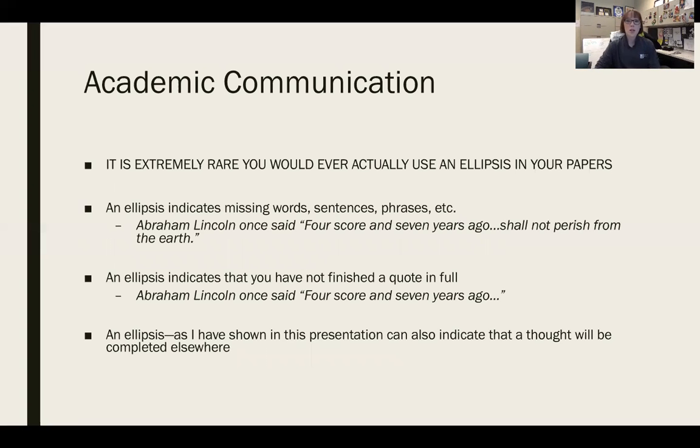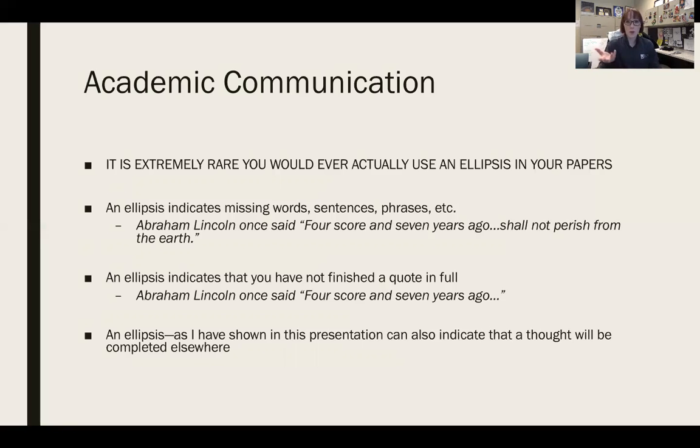So for the record, it is, in my opinion, extremely rare that you would ever actually use an ellipsis in your papers. It's just rare that you would ever have a need to. So an ellipsis in an academic setting indicates missing words, sentences, and phrases. We're usually using ellipses in quotes, or rather when we are quoting another person, paper, article, what have you.